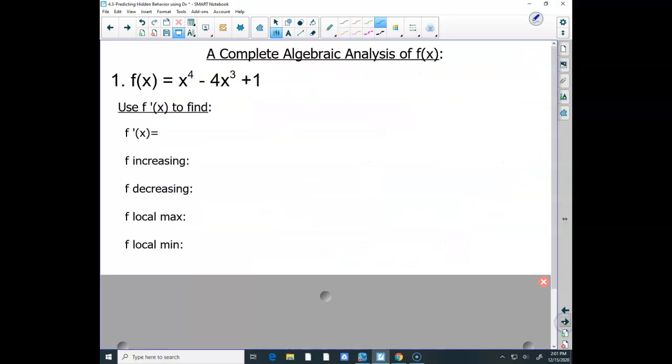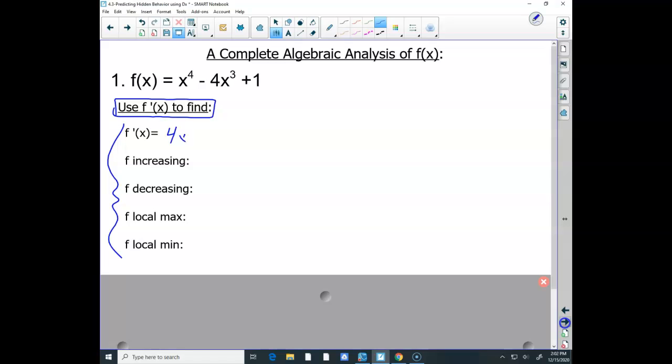So what we're going to do next is we're going to do a full analysis on this particular function, a complete analysis. And these are types of problems that are going to be on the AP test. They're not going to ask you everything about it. They're just going to ask you a couple things. So what we're going to do is we're going to use f prime to find this information, because the first derivative tells me increasing, decreasing, local max, local min. So in order to get that, I need to know what f prime is.